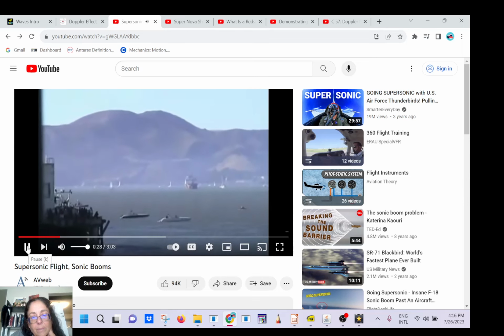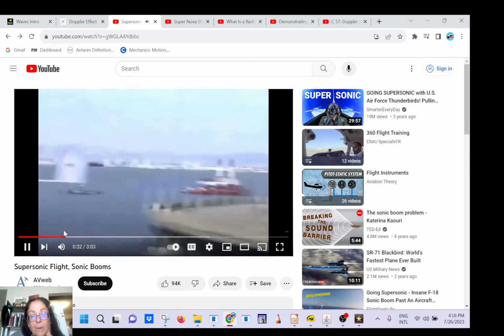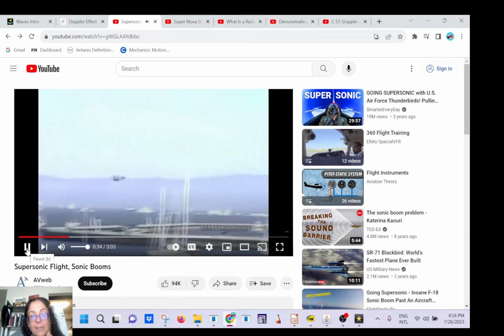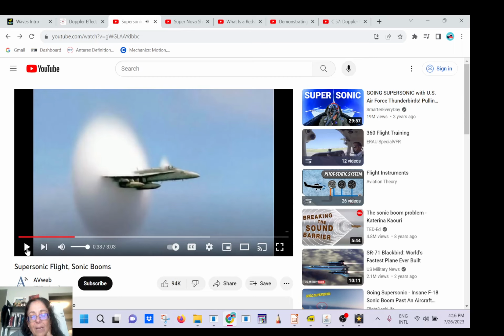Sound travels at about 760 miles per hour, or 340 meters per second. That's about 661 knots on an average day at sea level. And sometimes... Did you see the cone form even before it reached the speed of sound?